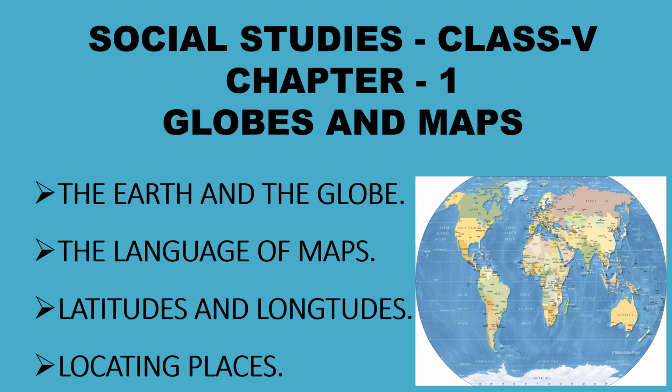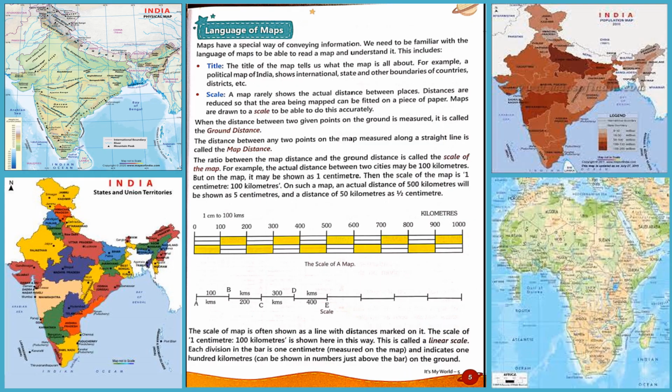In the previous class, we have learned about maps and their types. Today, I want to explain the language of maps. Let's read first of all. Language of maps. Maps have a special way of conveying information. We need to be familiar with the language of maps to be able to read a map and understand it.